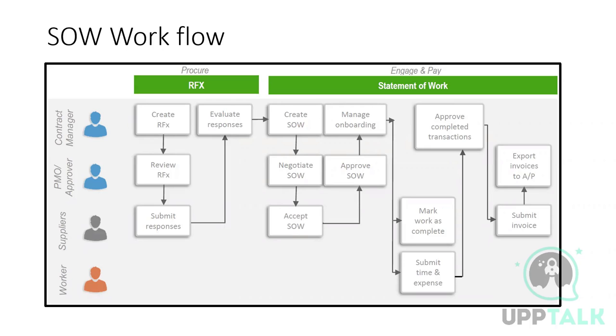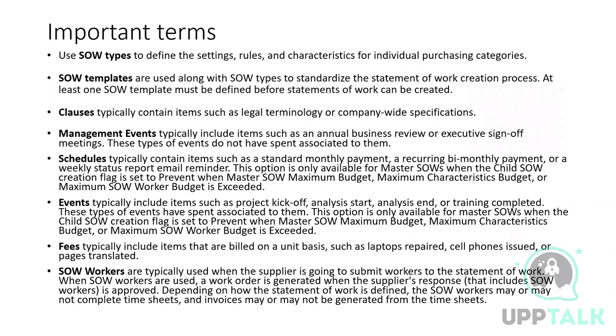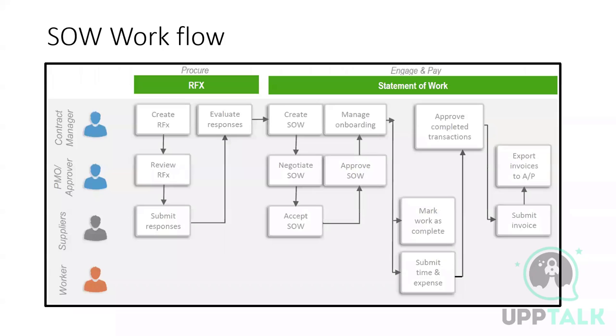Workers will submit time and expense if it is enabled, or the suppliers will mark it as complete. In the sense, these are the deliverables. These can be set as milestones, if it is events or schedules. According to the schedules they're going to pay, or with respect to the events they're going to pay. Under events, we even have the milestones. Once the milestones are completed, they're going to release the payments.